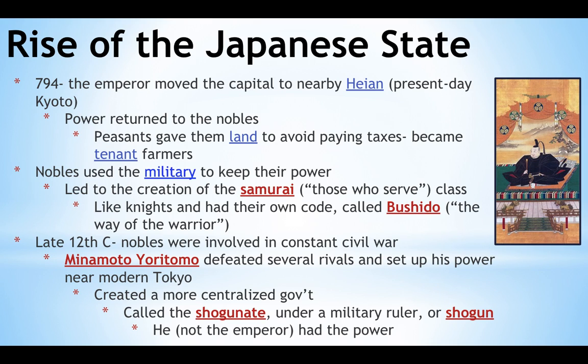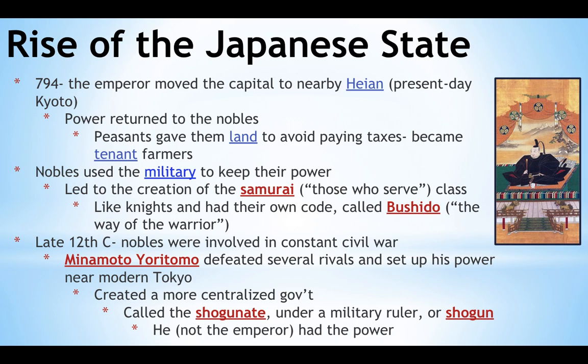So, like the knights that we're going to talk about in the Middle Ages as well, they had their own code known as Bushido. Where in Europe in the Middle Ages they have chivalry, in Japan at this time they have Bushido. This means the way of the warrior. This is a certain way that samurai were supposed to act. They're supposed to be courageous and noble and loyal, okay?